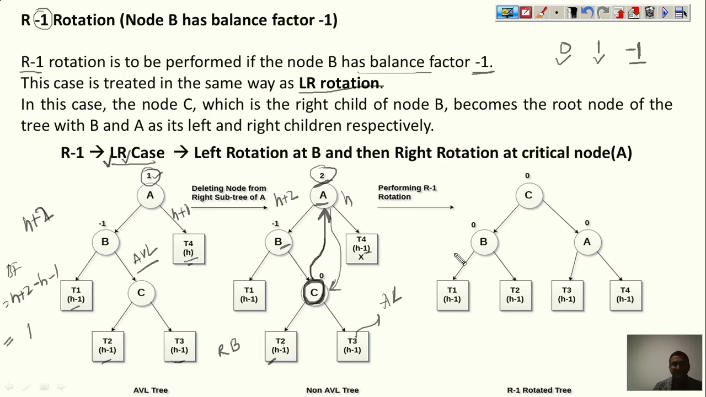So you can see here, when you do rotations, the left child T2 of H minus 1 becomes the right child of this B, and the right child of C, T3, becomes the left child of A, and this becomes the right child of C. So though it may look confusing, I'm very sure when you do it on paper, when you look at any numerical, you will easily be able to make this kind of change in the structure. Okay, so let us take one example of how things will work.